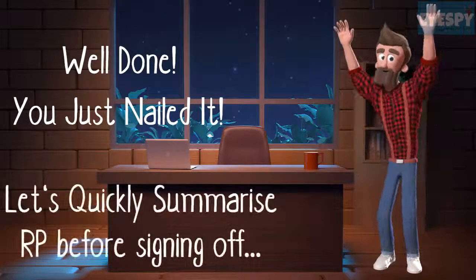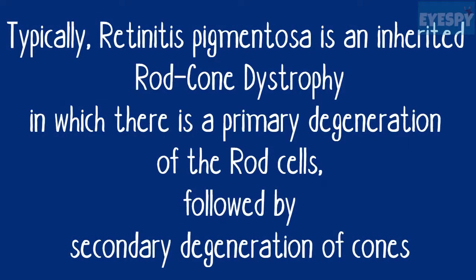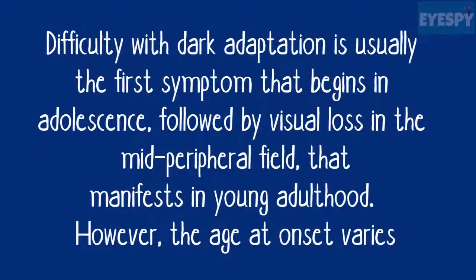Now let's quickly summarize RP before leaving. Retinitis pigmentosa is an inherited rod cone dystrophy with primary degeneration of the rod cells, followed by secondary degeneration of cones. Difficulty with dark adaptation is usually the first symptom, followed by visual loss in the mid-peripheral field.